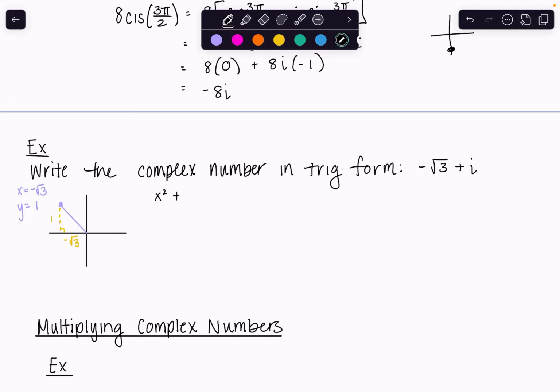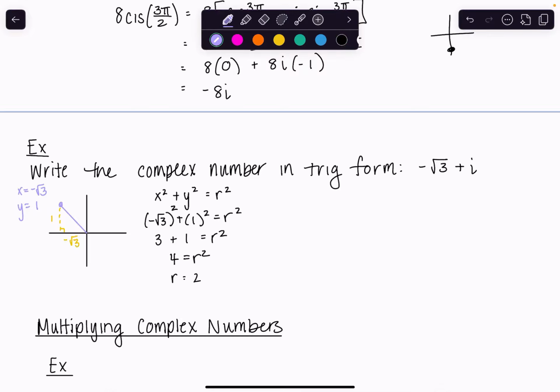So if I take x squared and add y squared, it's going to equal r squared. My x value is -√3. My y value is +1. √3 squared will give us +3. 1 squared is 1. And so that gives us 4 as our r squared value. And again, I'm going to take a square root, but I'm just going to assume r is positive. So the hypotenuse of our triangle is 2.